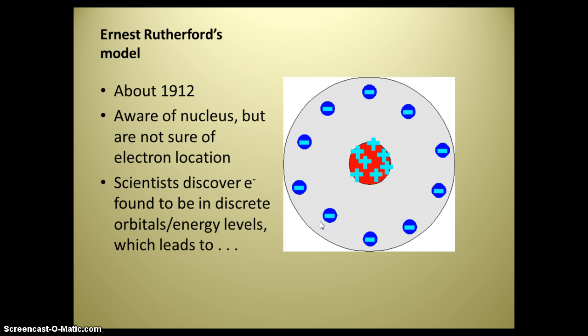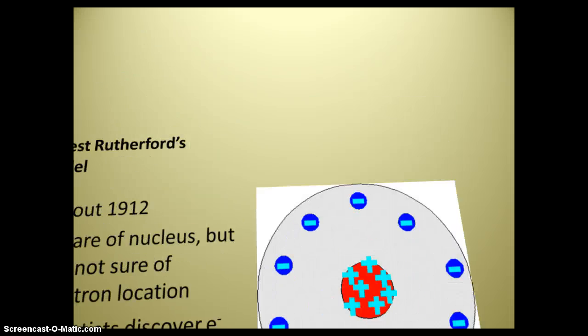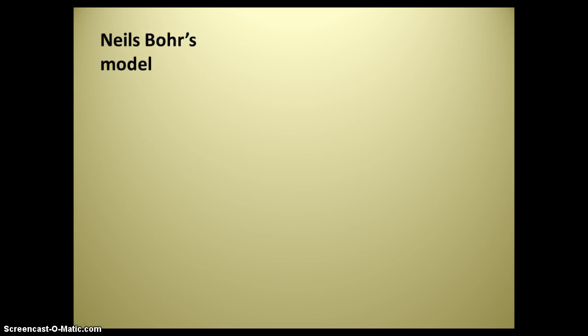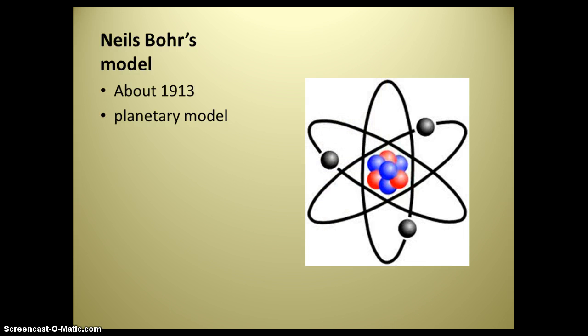So after Rutherford, scientists worked on his model and discovered that electrons were in discrete orbitals or energy levels, which brings us to the Bohr model. And this was about 1913. His is also called the planetary model because it looks kind of like planets orbiting the sun.